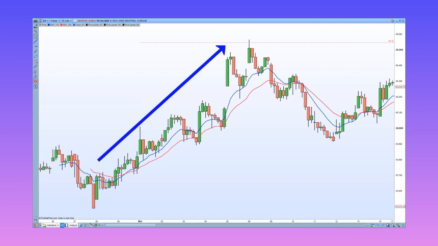Here we can see a really strong uptrend on the Dow Jones stock market on the hourly time frame. Look how the market rallies until it hits the R1 monthly pivot where it finds resistance. Placing the profit target just below or at the pivot would have been a perfect place to take profit.